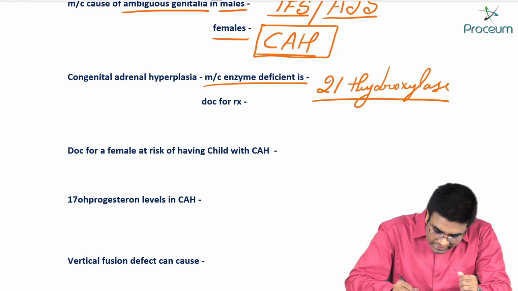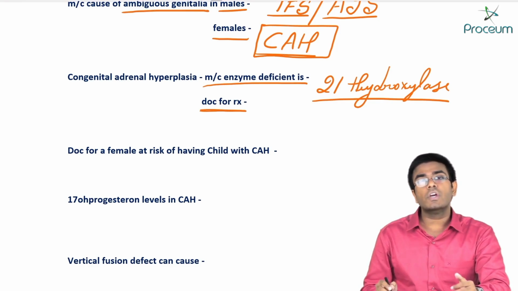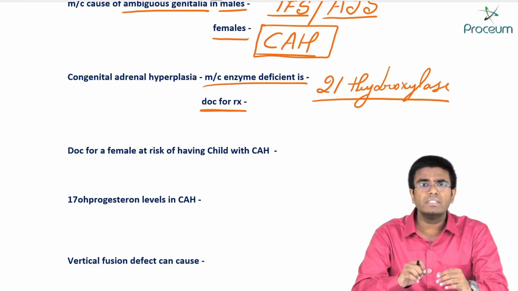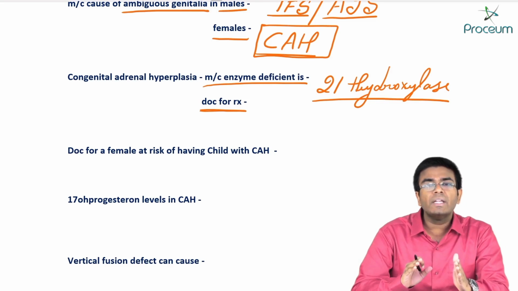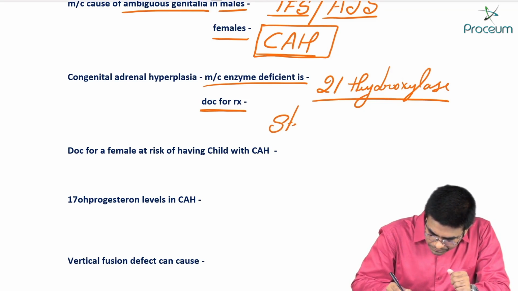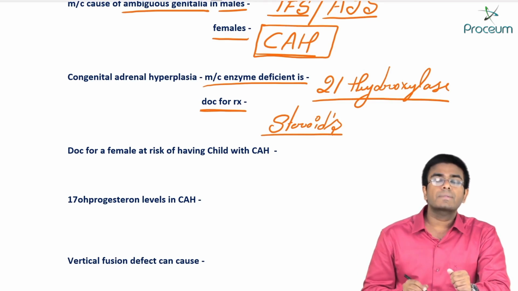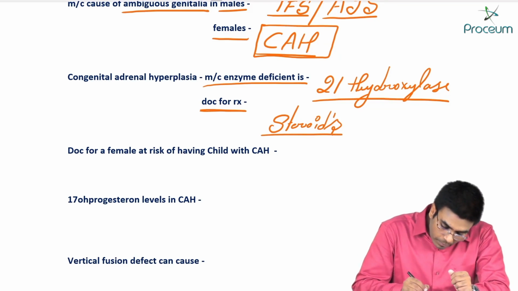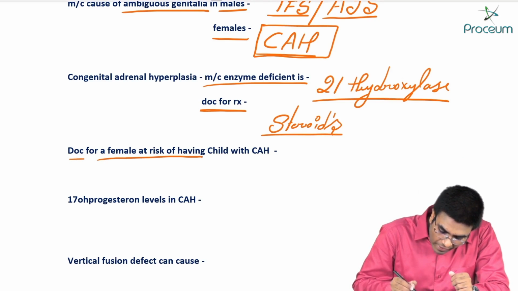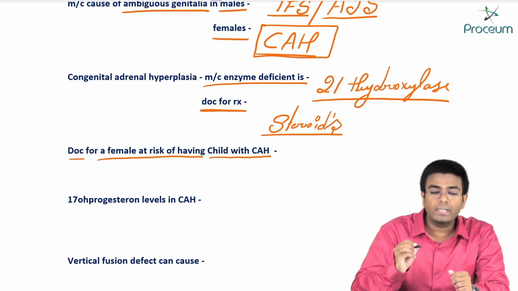Now, how to treat this condition? What is the drug of choice for treatment, not prevention? They are the same steroids, but for treatment of this condition, you have to give this patient steroids. Now, please concentrate. Drug of choice for a female at risk of having a child with congenital adrenal hyperplasia.